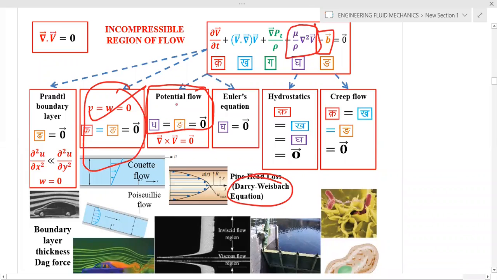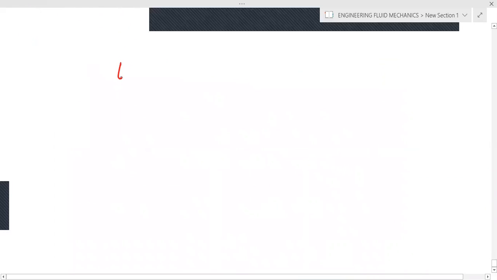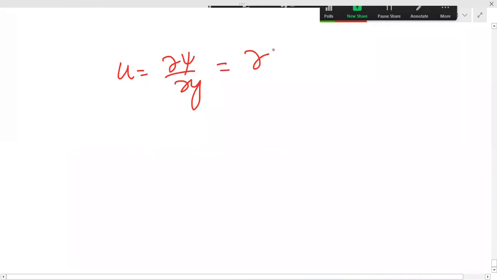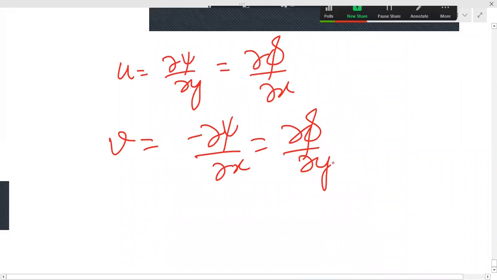And to further simplify, we have utilized the concept of stream function and potential function in case of defining potential flows. That is as simple as that. Nothing more than that. Is that clear? So we have u as ∂ψ/∂y, and this is equal to ∂φ/∂x, and v as minus ∂ψ/∂x, and this is ∂φ/∂y.